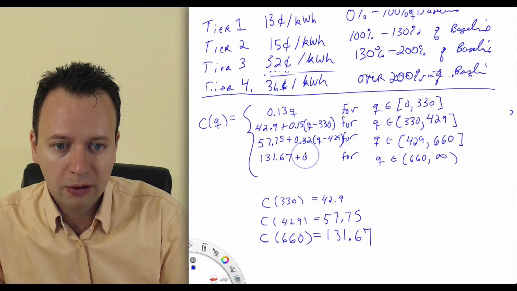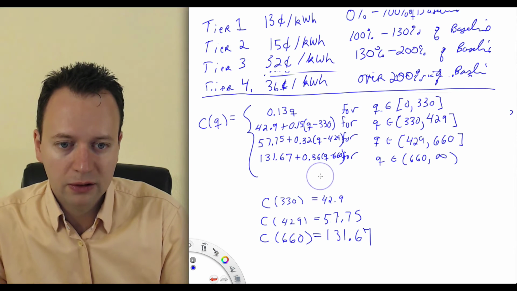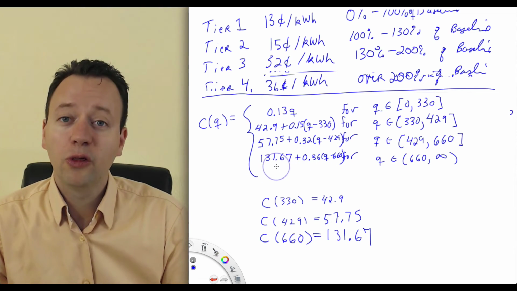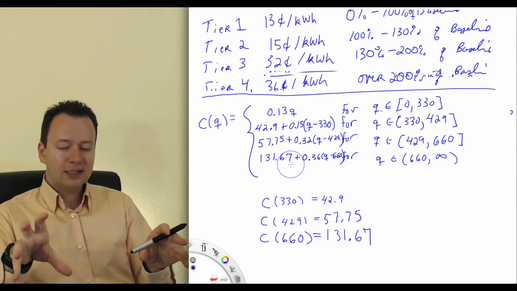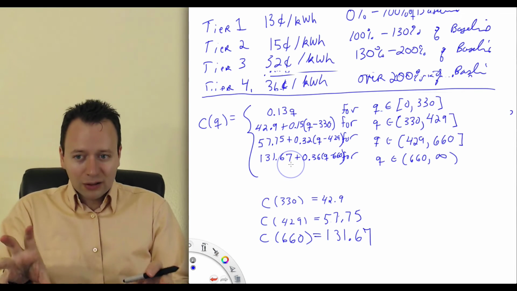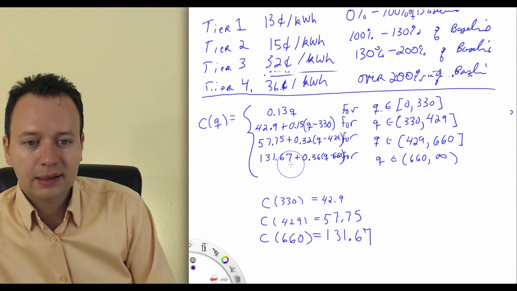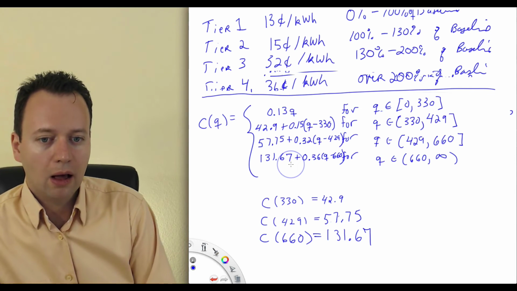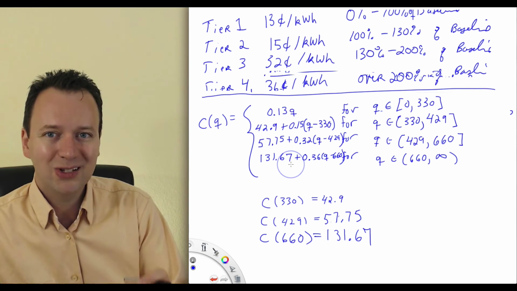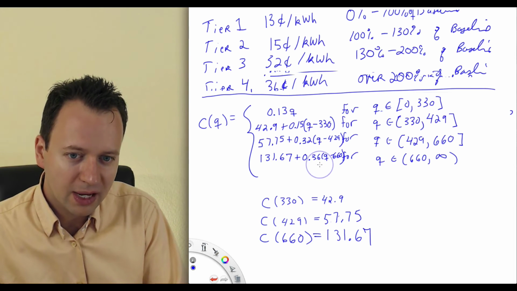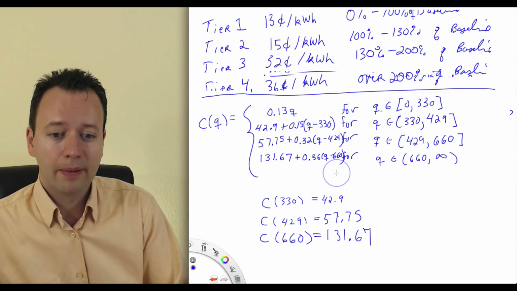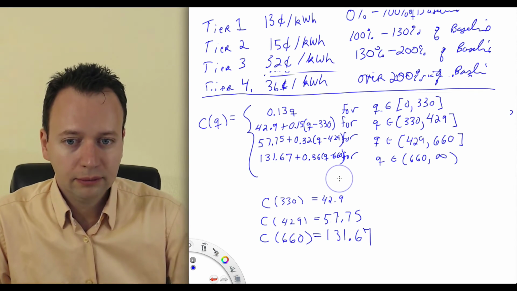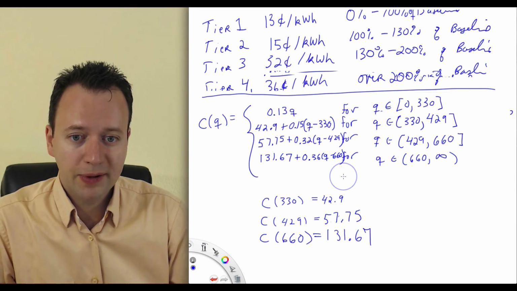So for the final one, it's going to be 131.67 plus the final marginal rate, 0.36 times Q minus 660. So basically, it's $131.67, that's the cost of your first 660 kilowatt hours, plus 36 cents per kilowatt hour times how much in excess of 660 you are. If you're at 661 kilowatt hours, that 36-cent rate only applies to that 1 kilowatt hour you went over the top. So that's the piecewise defined function.